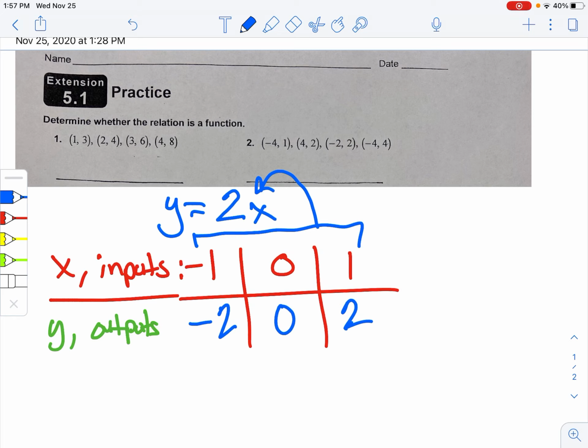2 again. So as we can see, for this function, we have individual inputs, which are all different, and then our outputs are all different. So we can see that this is a function. If we were to put this on a graph, we would have -1, -2, my fault. -1, -2, 0, 0, and 1, 2. So we would have a line going just like this, and would represent that function.